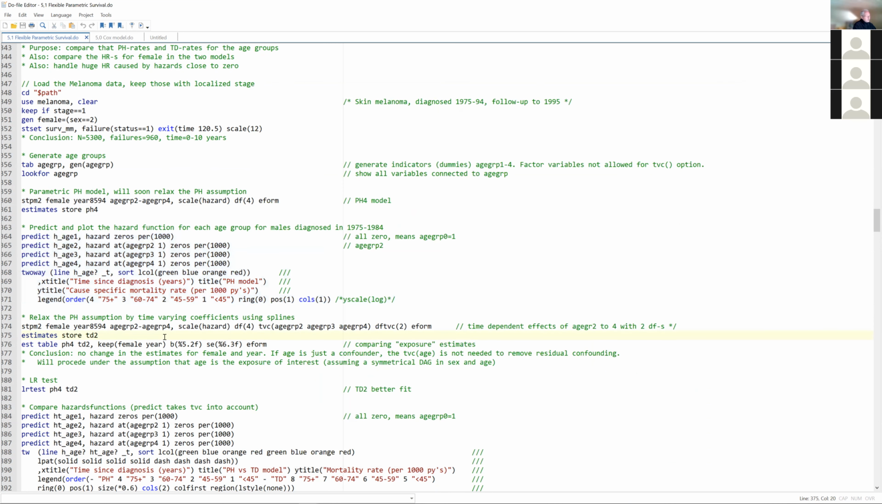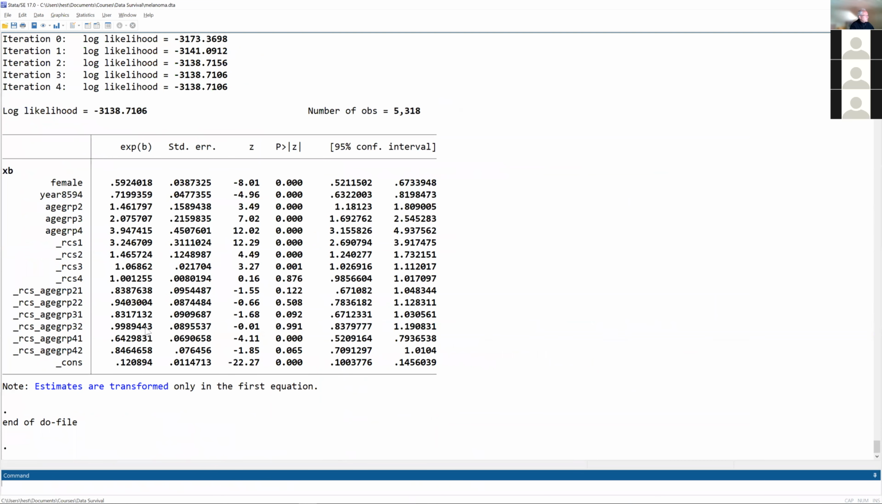Now let's relax the proportional hazards assumption by putting in a TVC term, time varying coefficients, for age group 2, 3, and 4. And let's use 2 degrees of freedom for each of these. Now we will go and look at the results.